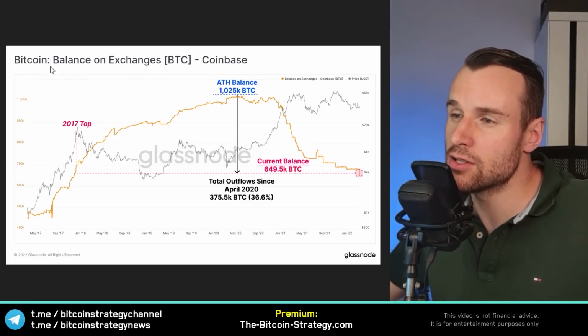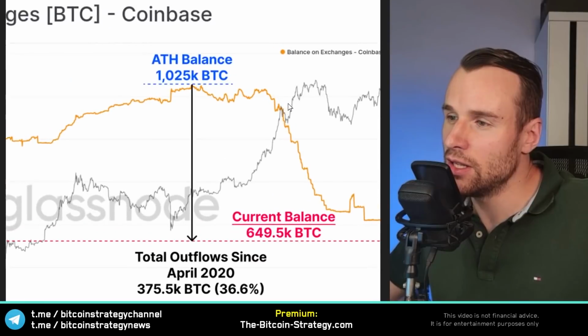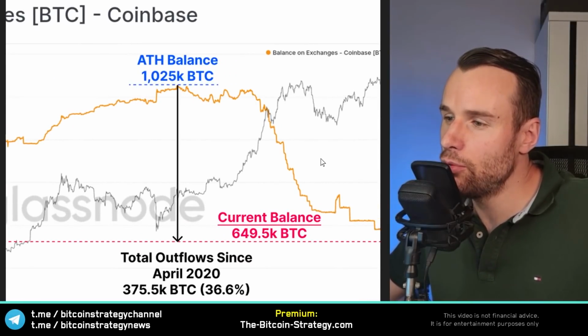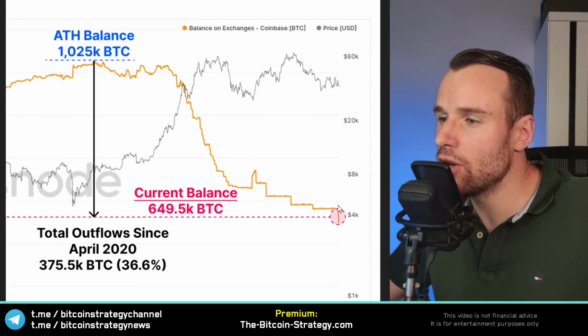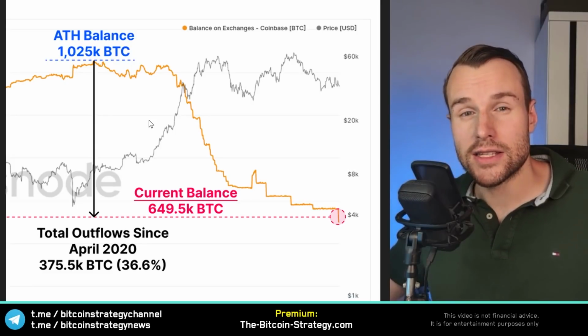This is another of those charts. It shows the balance on exchanges, and here specifically for Coinbase. And what we see over here is that since the beginning of 2021, we're in a pretty constant decline. So less and less Bitcoin is being held on a Coinbase wallet. And I see this as a positive sign.